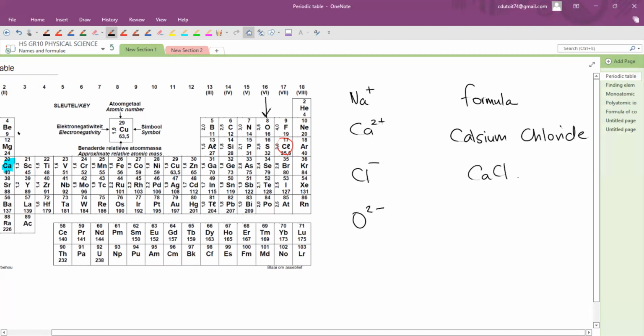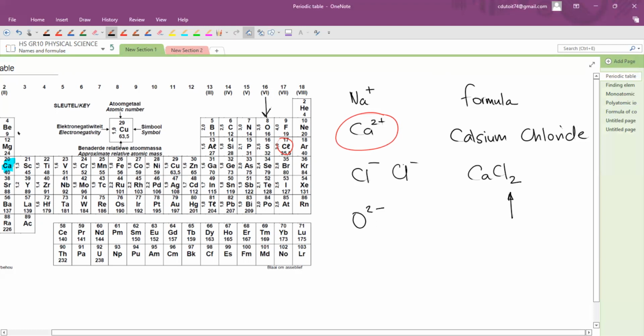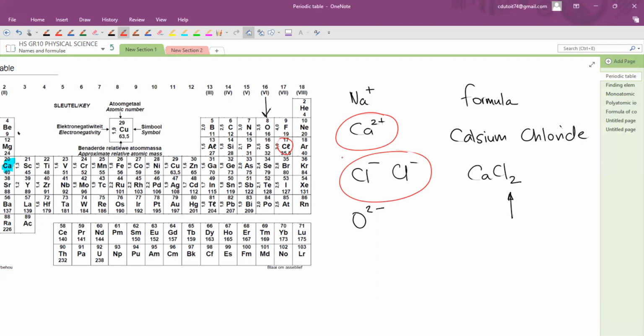Okay. That then would be Ca Cl. Why would there be a 2 at the bottom of the chlorine? For each calcium, which is 2 plus, I need 2 chlorine ions. Why? To make it neutral? Yeah, to make the compound neutral, because the compound doesn't have a charge. The compound is neutral.